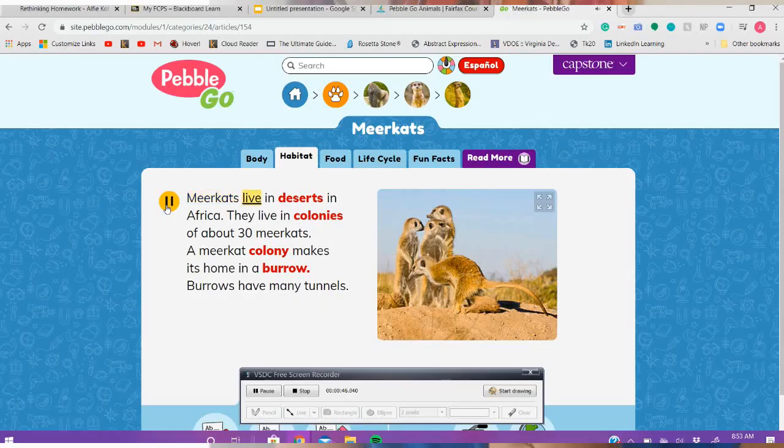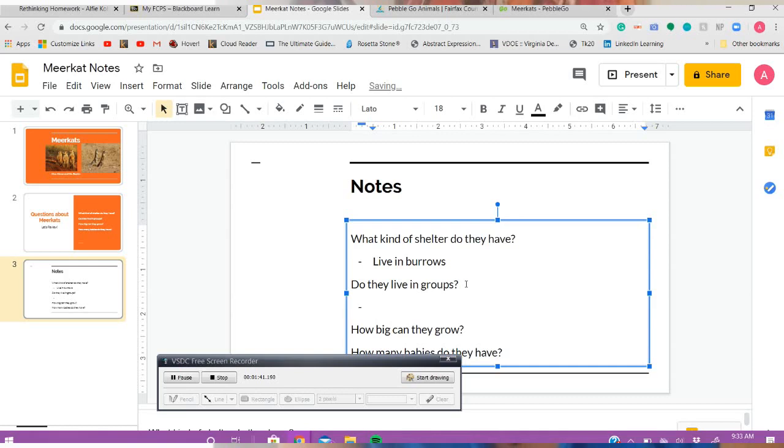Okay, now, does this section on habitats answer any of our other questions that we have so far? Our next question is, do they live in groups? Yes, we just read about that. Meerkats live in deserts in Africa. They live in colonies of about 30 meerkats. A meerkat colony makes its home in a burrow. Burrows have many tunnels. So, they're living in groups of about 30. So I'm going to go ahead and type that out.